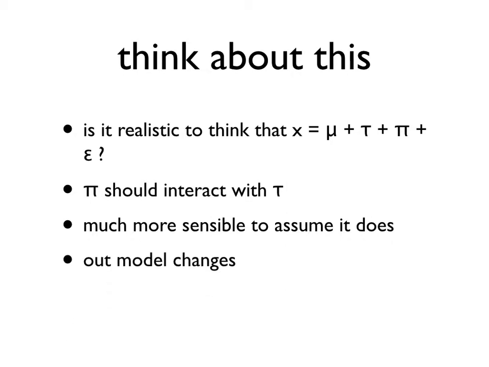So our model, the out model, compared to the in model. Our model changes. I've got to remember to change that. I won't, but I have to remember to. So now our model is x equals mu plus tau pi, which suddenly sounds like we're naming off a fraternity. Are you in Tau Pi?